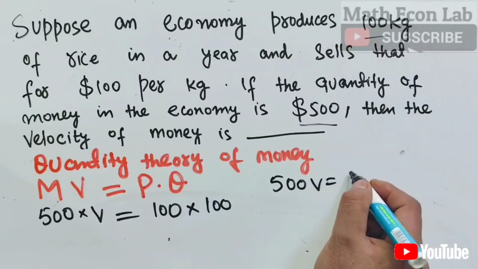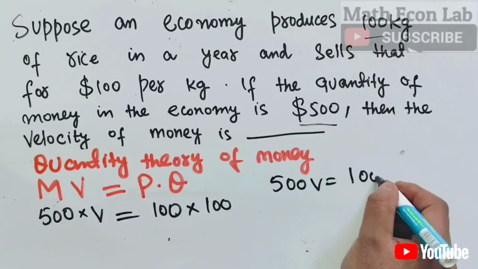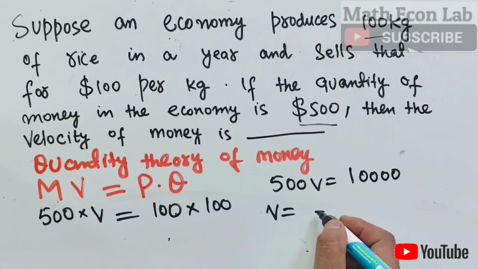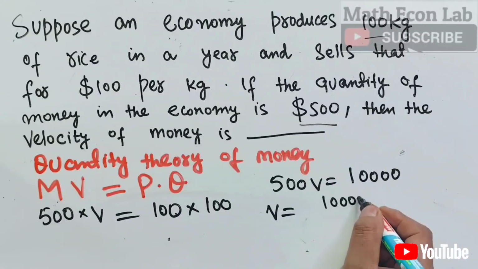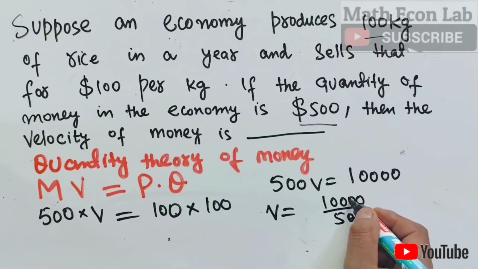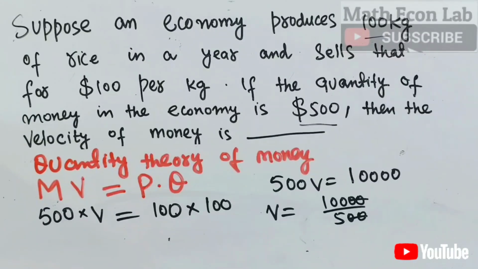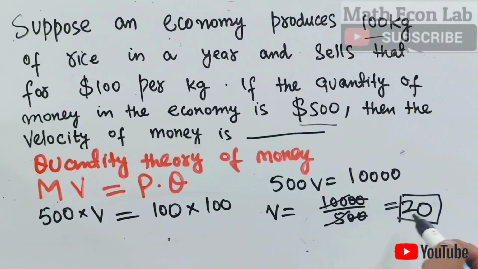Which implies 500 V is equal to 10,000, or V will be equal to, dividing both sides by 500, 10,000 divided by 500. So okay, velocity of money is equal to 20 in this case. Okay, I hope it's clear to you.